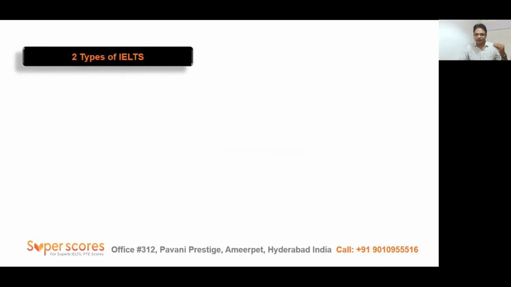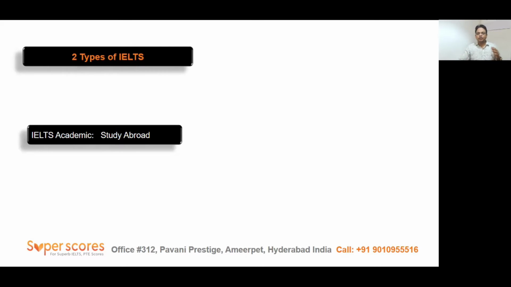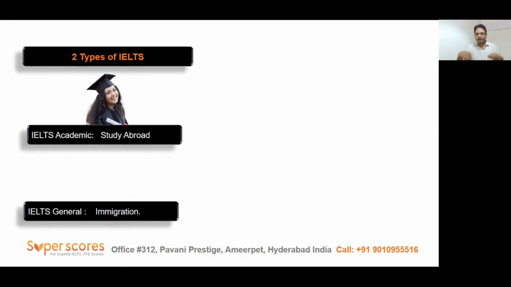Guys, there are two types of IELTS because IELTS is taken for different reasons, right? The first type of IELTS is IELTS Academic. This version of IELTS is taken by the students who wish to study abroad. And the other type of IELTS, which is IELTS General, is taken by the students who want to migrate abroad.